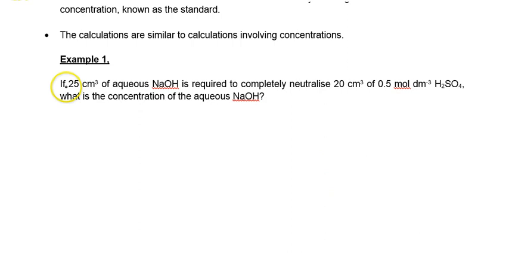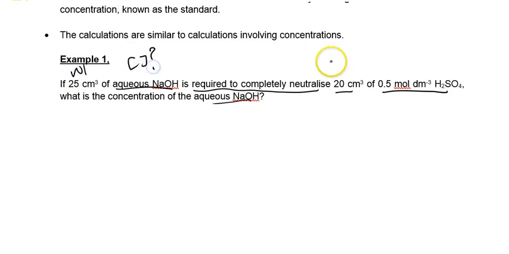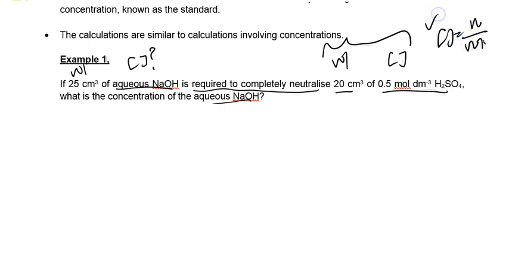So for this question here, I have 25 cm3 of aqueous NaOH, and this is required to completely react and neutralize 20 cm3 of H2SO4. So what is the concentration of my NaOH? So what values am I given here? I'm given the volume of NaOH. I must calculate the concentration. I'm given the volume of H2SO4, and I'm given the concentration. So based on this example here, I will be able to determine the number of moles of H2SO4, because concentration is equal to number of moles over volume, and I have this and this.